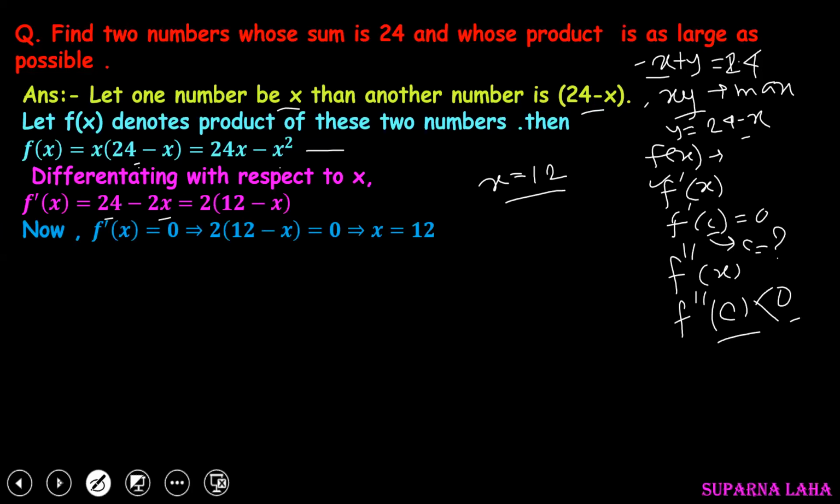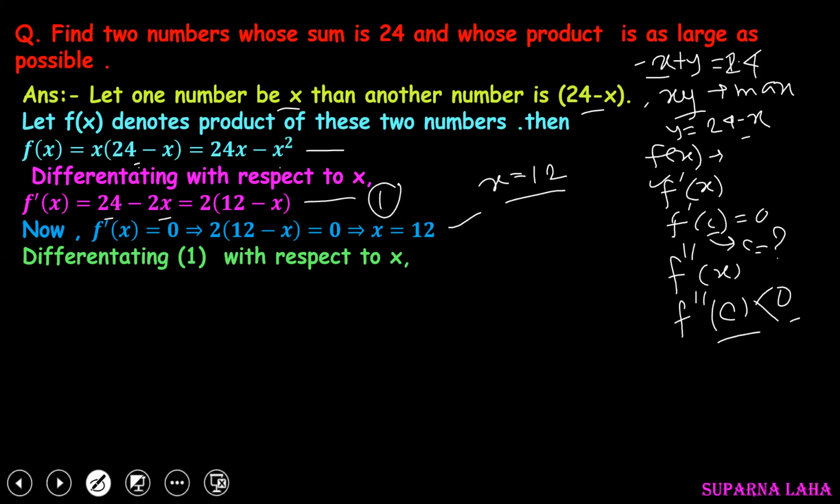Now check this critical point. For x equal to 12, the first derivative is 0. So our next work is to find the second derivative. Differentiating f'(x) with respect to x, what will we find? f''(x) is given by minus 2. Just differentiate this function, 2 into 12 minus x, so you will find only minus 2.